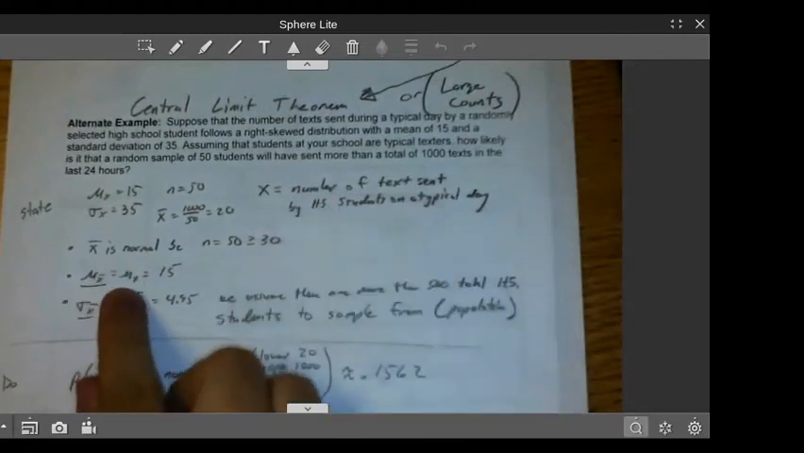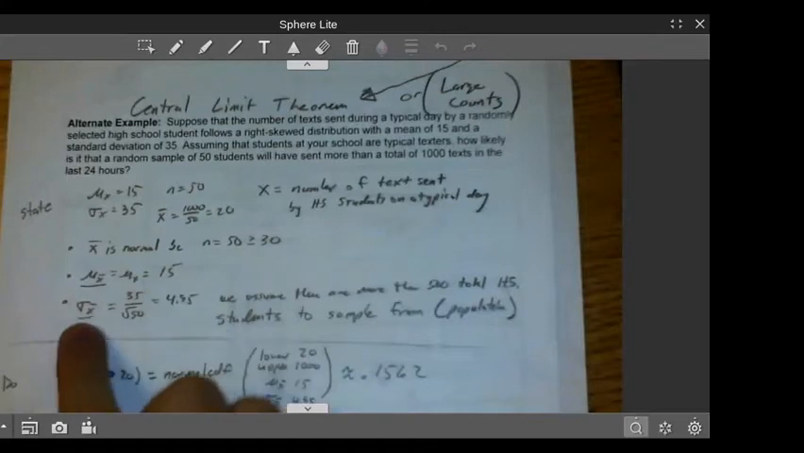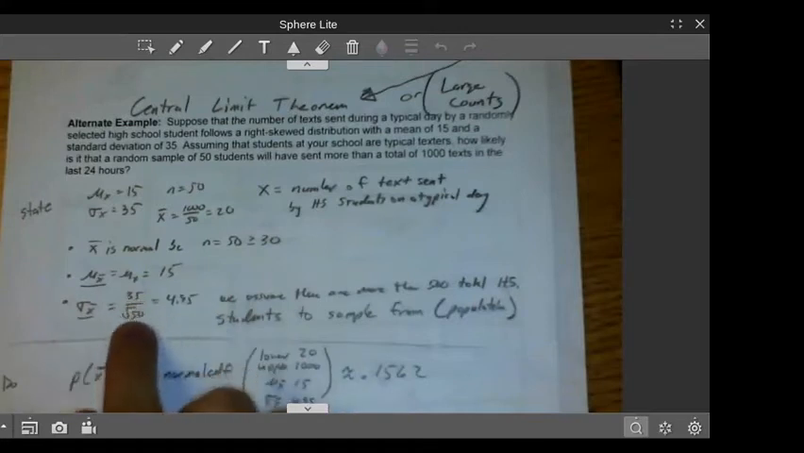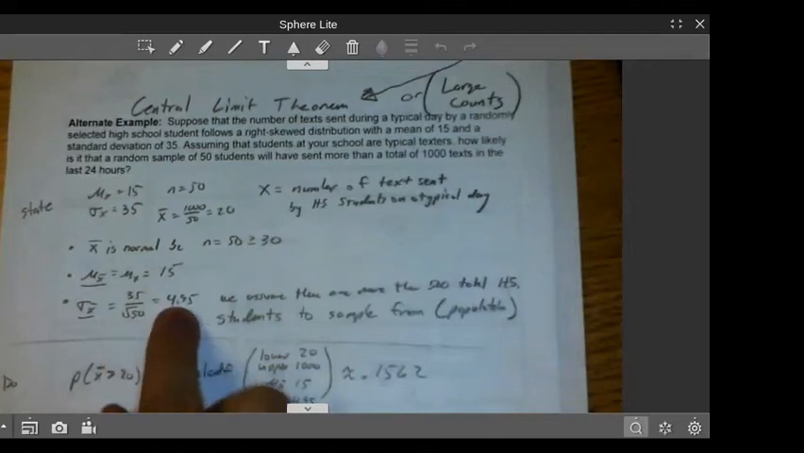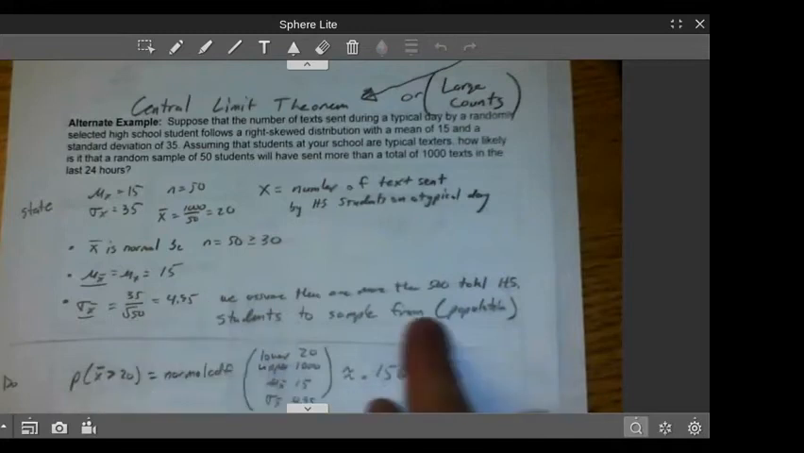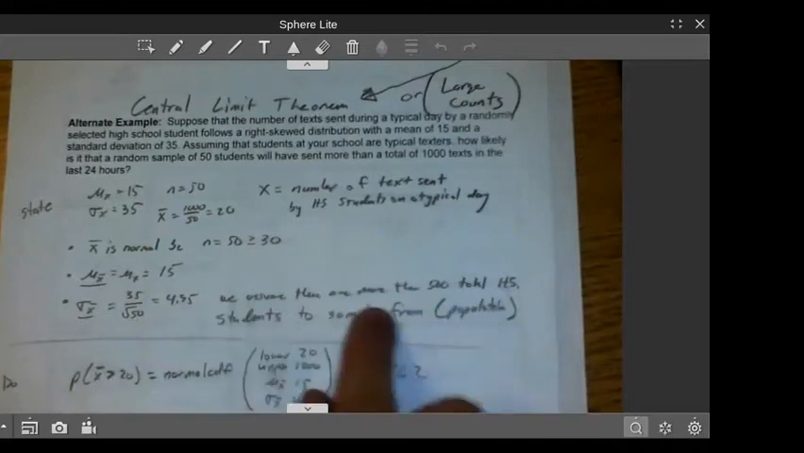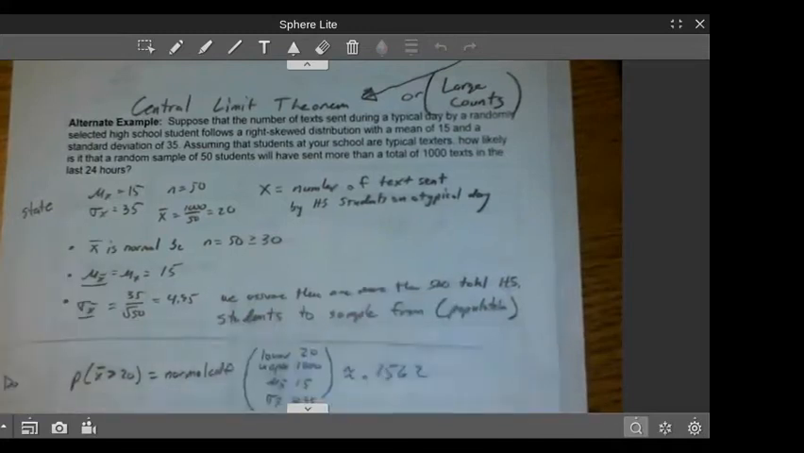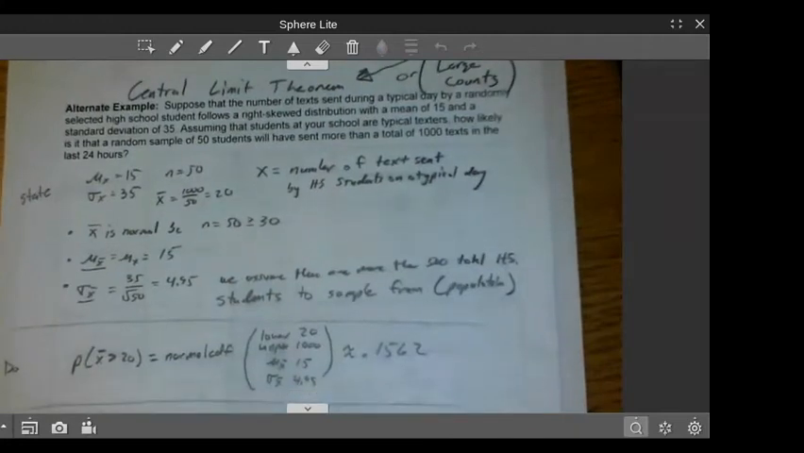Mu of x bar equals mu of x, which is 15. Sigma x bar is the 35 divided by the square root of 50, 4.95. And then again, we have to do the assumption that the population is going to be more than 10 times our sample size. So we use the trick, we just say we're going to assume that there's more than 500 students to sample from.